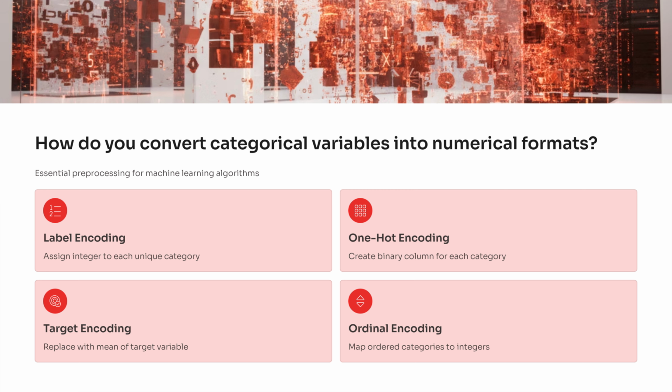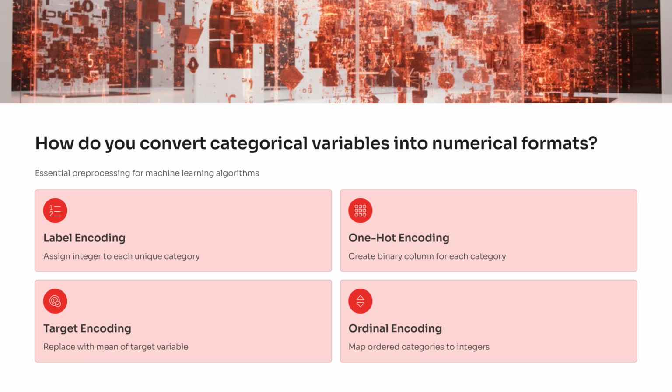Now, there are several ways to do this, and choosing the right one can make a real difference to your model's performance. The first method is label encoding. It's the most straightforward approach. You simply assign a unique number to each category. For example, basic becomes 0, standard becomes 1, and premium becomes 2. It's quick and efficient, but there's one important catch. It creates an artificial sense of order between categories that might not actually be ordered. So label encoding should only be used when the categories have a natural ranking, like education levels or satisfaction scores.